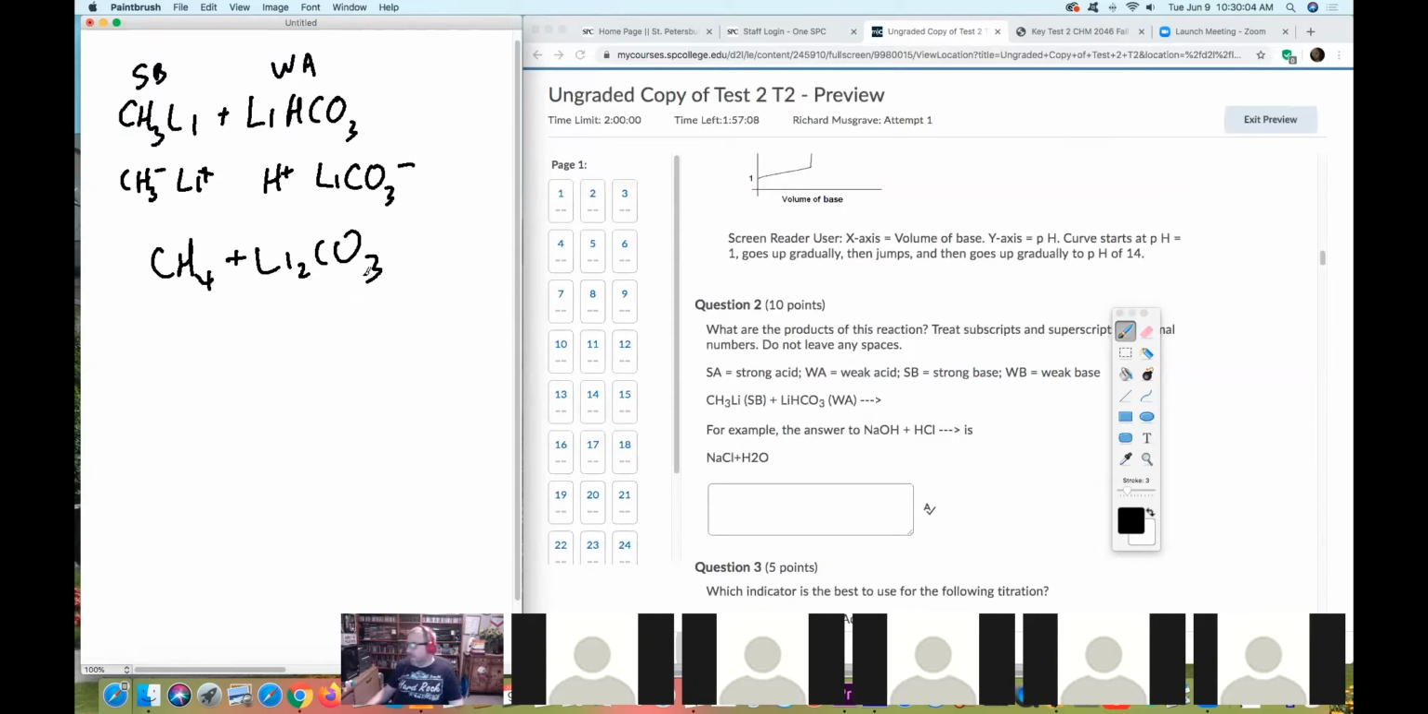So what am I doing there? I'm just doggedly following my pattern. If I've got an acid, I know it's going to split into H plus and whatever else is going to be a negative charge. And then that joins with whatever's on the other side that's positive.